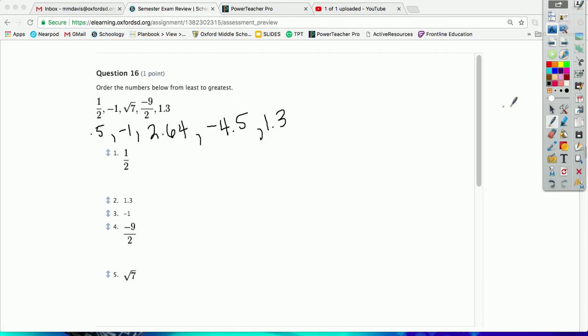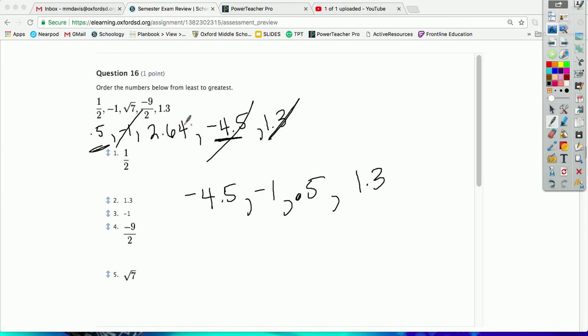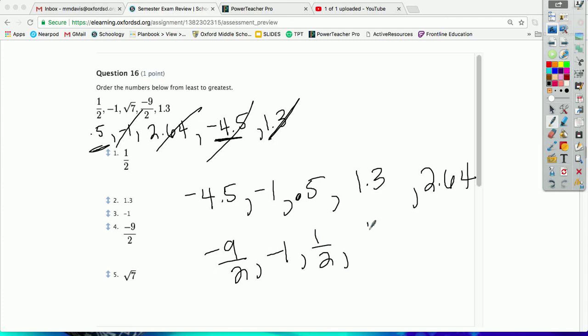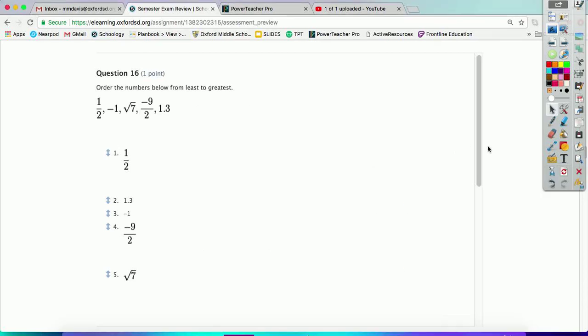So looking at the negatives first, negative 4.5 is the least. Next I have negative 1. Then I have 0.5, or 1/2. Then I have 1.3, and then 2.64. So that was negative 9/2, negative 1, 1/2, 1.3, and then square root of 7. So that should be the order from least to greatest.